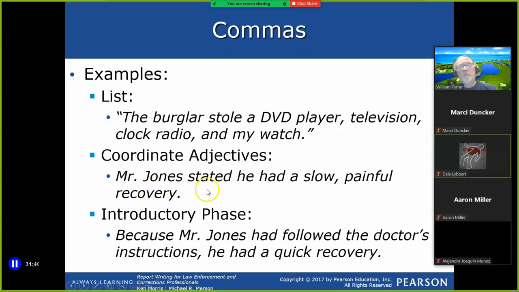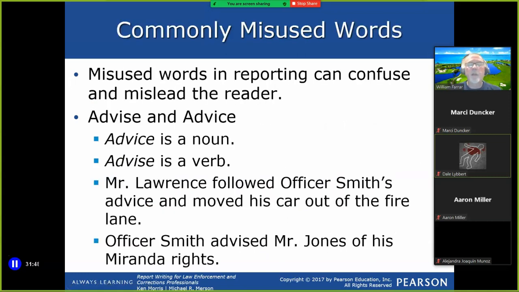Another one, Mr. Jones stated he had a slow, comma, painful recovery. So just a little bit of insight for us to be aware of as we write more technical narratives that are coming up. And then finally, some commonly misused words.